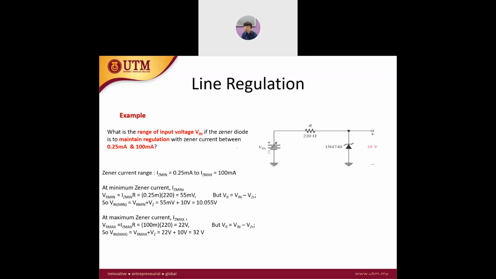This is the example. The question: what is the range of input voltage? When we want a range, we want the value at one extreme, the minimum, and the other extreme, the maximum. What is the range that we should have for the Vin so that our Zener diode will maintain regulation with current between 0.25, which is the minimum, the IZ minimum, and 100 milliamperes, which is the IZ maximum.